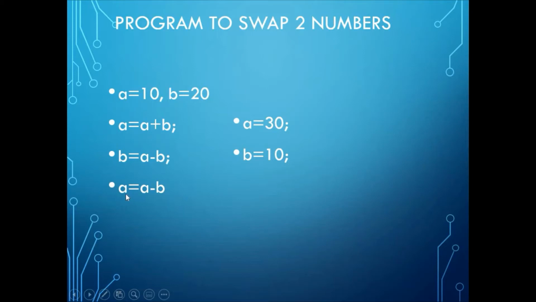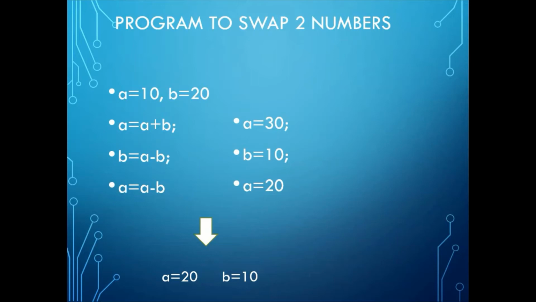Next statement we have here is A is equal to A minus B. So after execution of this statement, A becomes 20. That is, A has the value 30 and B has the value 10. So when we execute 30 minus 10, A becomes 20. This is how we exchange the values in A and B. After swapping, A becomes 20 and B becomes 10.